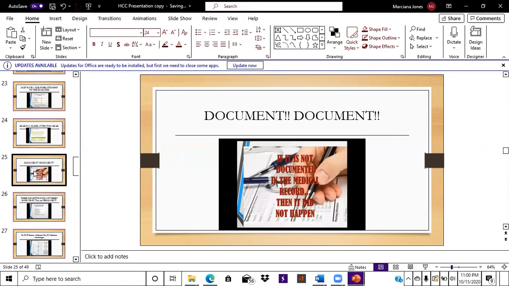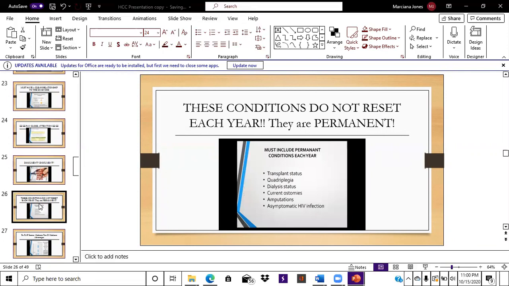So document. If it is not documented in the medical record, then it did not happen. You cannot make this up.